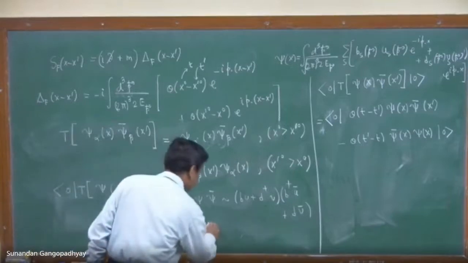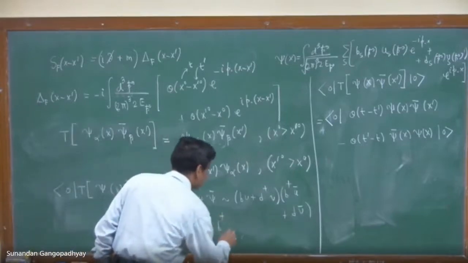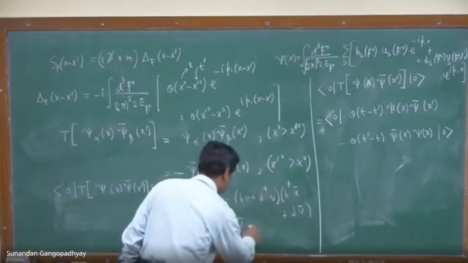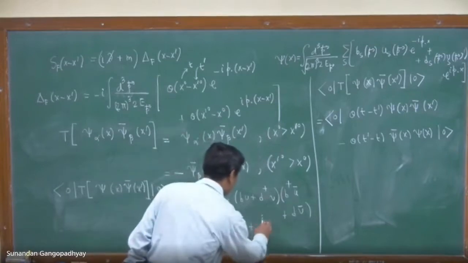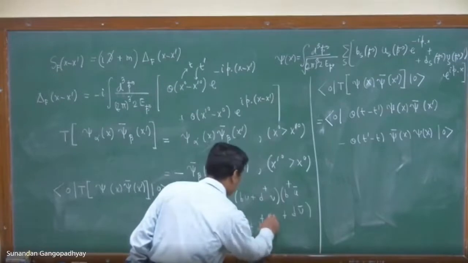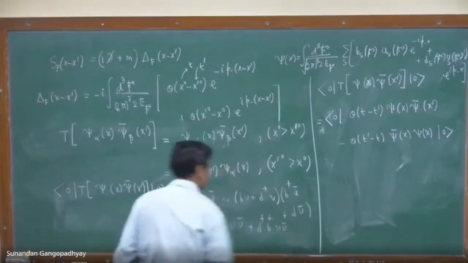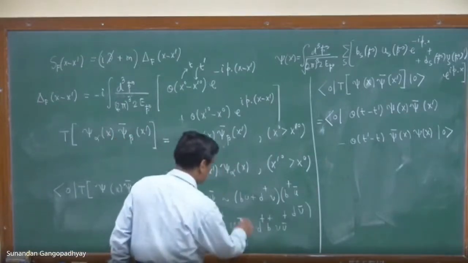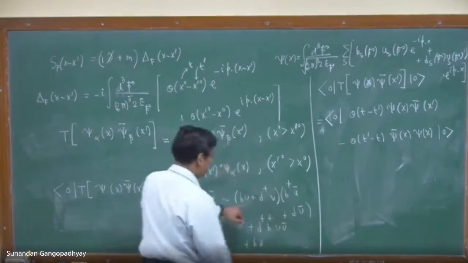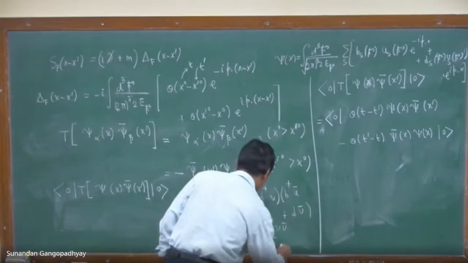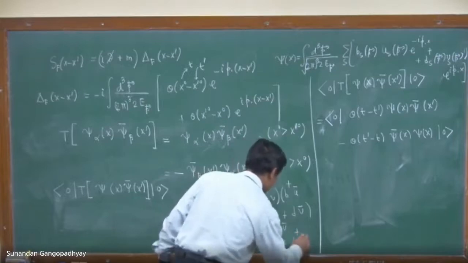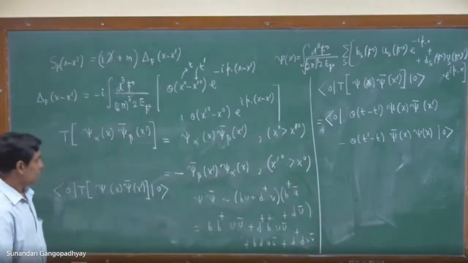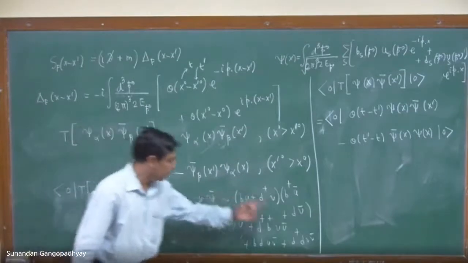If you multiply, this will give us b b dagger u u bar, plus b d u v bar, plus d dagger b dagger v u bar, plus d dagger d v v bar. So when you multiply psi with psi bar, you will get these four terms.